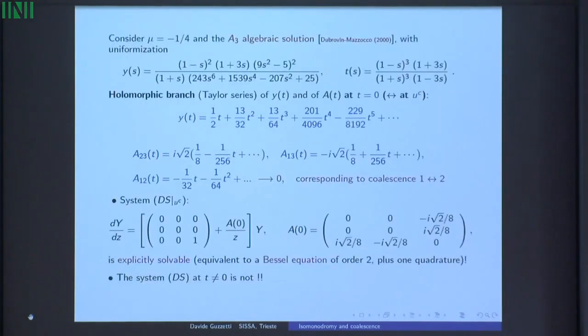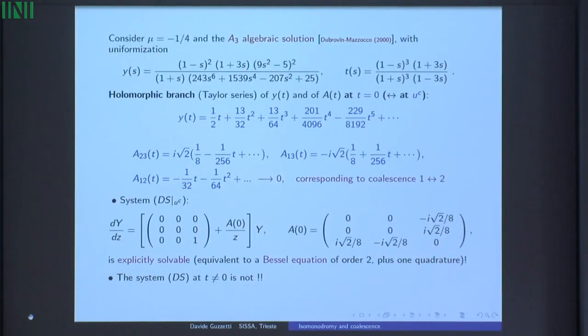Okay. So we may consider, this is a toy example if you like, one solution of this Painleve equation. This is an algebraic solution. It is given in this way. This is a uniformization of this solution, so it's a zero genus curve. And if you expand this solution at t equal to 0, it may have several branches. Some are multi-valued, some are not. So I pick up the holomorphic branch, which is a Taylor expansion.